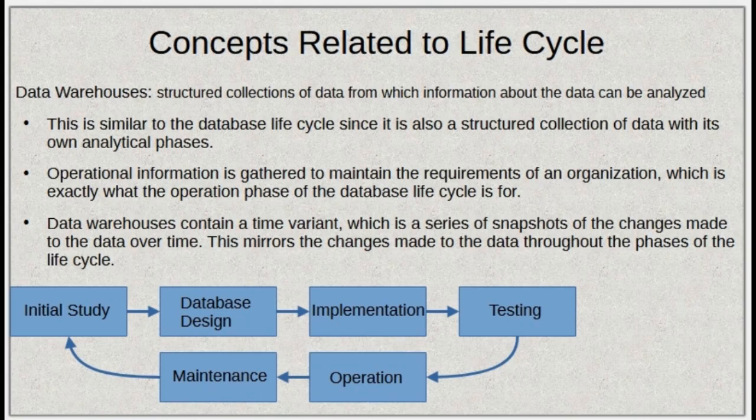As well as that, within a data warehouse, operational information is gathered to maintain the requirements of a given organization of some kind. And that is exactly what the operation phase of the database lifecycle is for. And as well as that, data warehouses have something known as a time variant. What that is, is a series of snapshots of changes made to the data over time. This is very similar to the way in which the data changes throughout the phases of the life cycle.